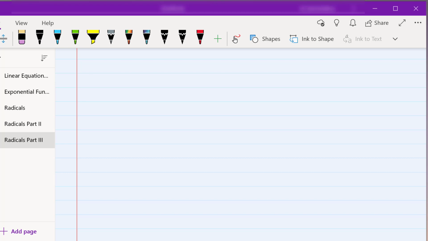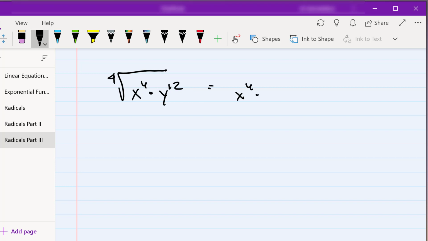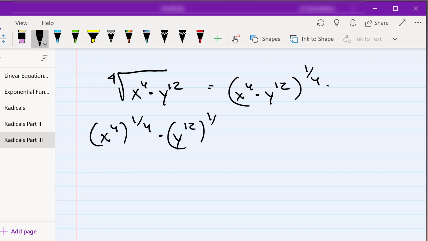If I had the 4th root of x to the 4th multiplied by y to the 12th. We can rewrite this as x to the 4th multiplied by y to the 12th to the power of 1 over 4. Or x to the 4th raised to the power of 1/4 multiplied by y to the 12th raised to the power of 1/4, which is just x multiplied by y. 12 over 4 is 3.